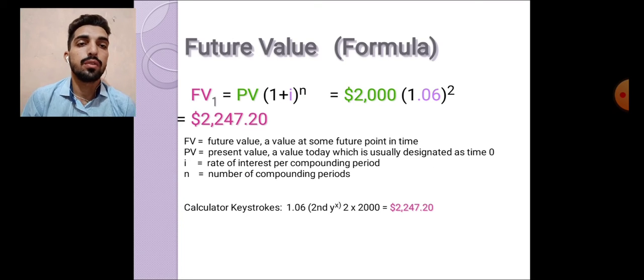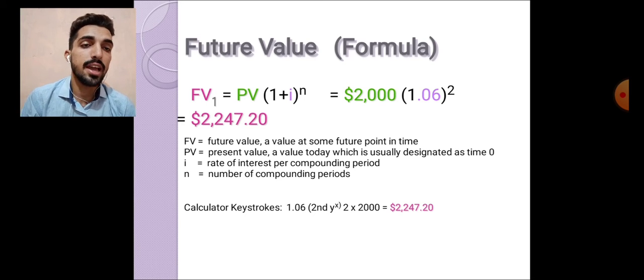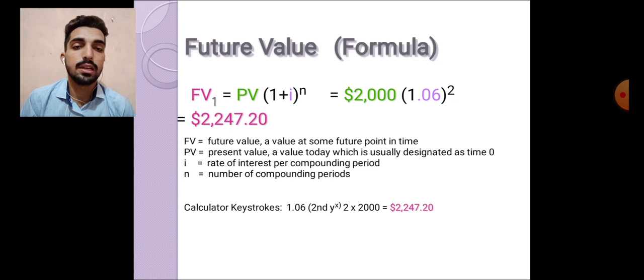Future value formula: FV1 is equal to PV times (1 plus i) to the power n, which is equal to 2000 times 1.06 to the power 2, equal to 2247.22. FV, future value, is the value at some future point in time. PV is equal to present value, a value today, which is usually designated as time 0. i is equal to the rate of interest per compounding period, and n is the number of compounding periods.